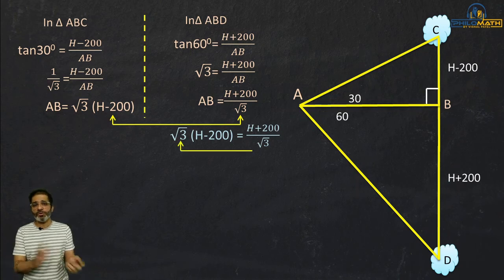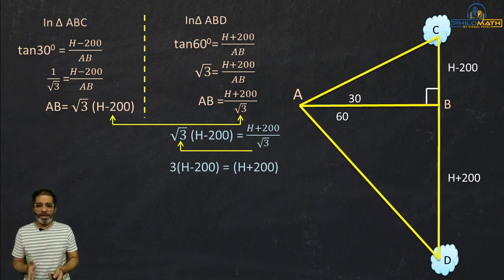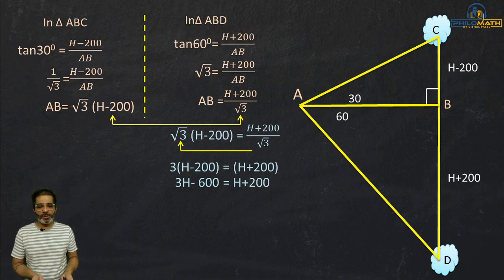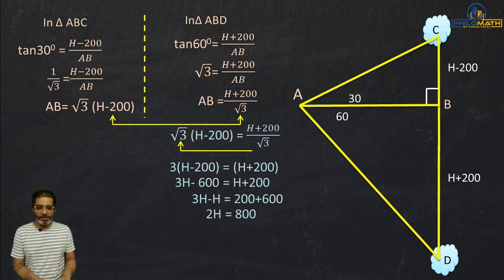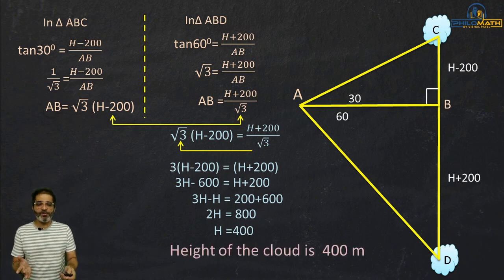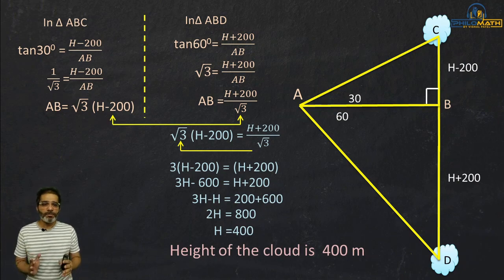The first step is to shift root 3 to the left hand side. Root 3 into root 3 will be 3. So I get 3 bracket H minus 200 equals H plus 200. Opening the bracket, I get 3H minus 600 equals H plus 200. Now let us shift the variables to the left hand side. So 3H minus H equals 200 plus 600, that is 800, so 2H equals 800. After dividing, I get H as 400. That 400 is the height of the cloud above the lake. Okay, thank you students.